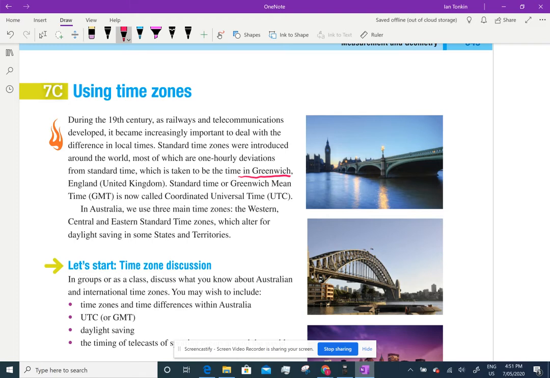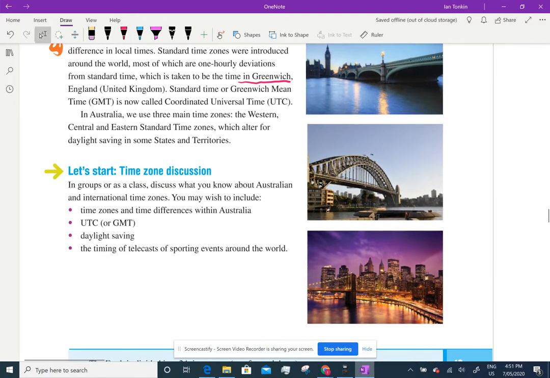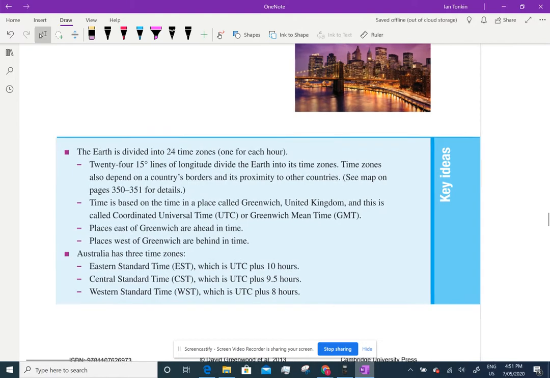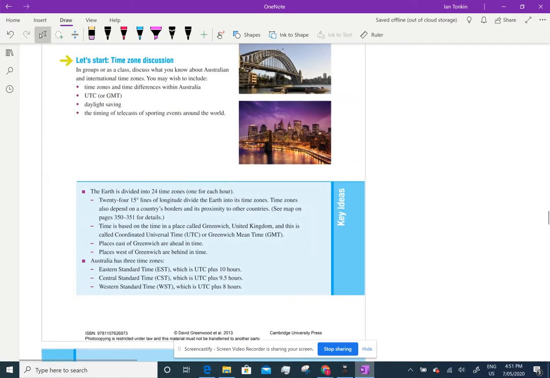Before we jump in and have a look at why England and why Greenwich and where it is and all those sorts of things, we need to have a think about how we break these up. So the Earth is essentially spherical.